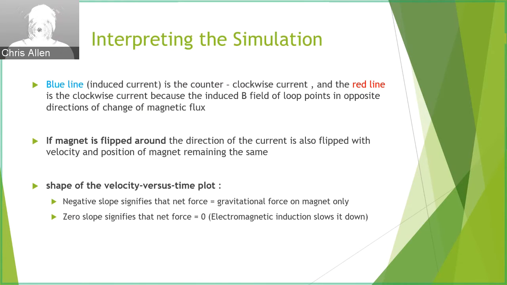The same goes for the velocity versus time plot. When there is a negative slope, it signifies that the net force equals the gravitational force on the magnet only. But when the slope is 0, it signifies that the net force is 0 because the electromagnetic induction slowing the magnet counteracts the gravitational force, which is in the opposite direction.